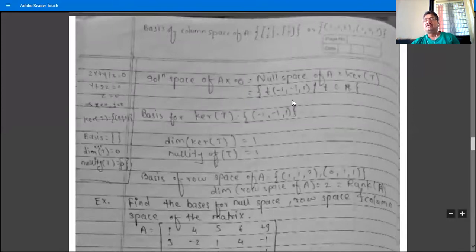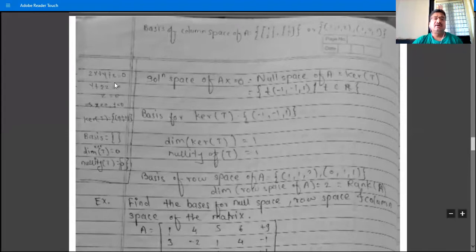In round brackets, (0, 0, 0). That is, the set contains only one element, (0, 0, 0). Okay. And the basis for the kernel of T is the empty set. And the dimension of the kernel of T in that case is 0. That is, the nullity of T is 0.